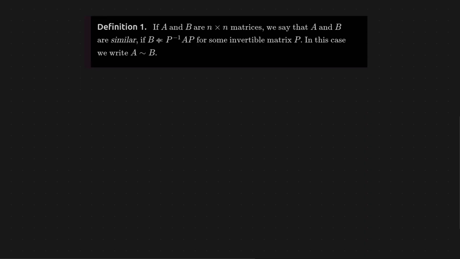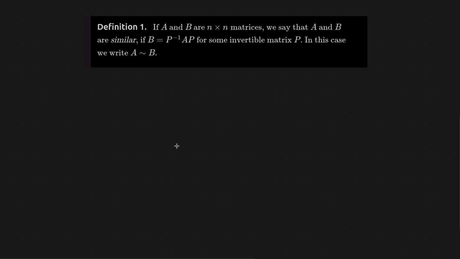So if A and B are two n by n matrices, we say that A and B are similar if B is equal to P inverse times A times P for some invertible matrix P. Okay? If the two matrices are similar, we use the tilde symbol and we say A is similar to B. Okay. So kind of an interesting definition.